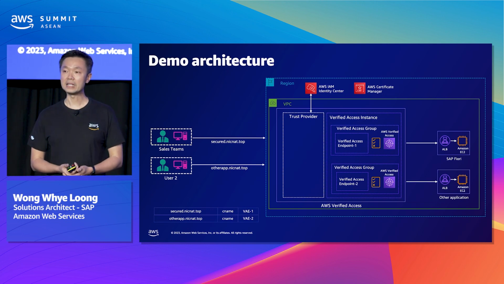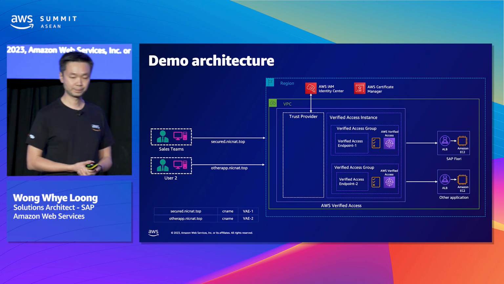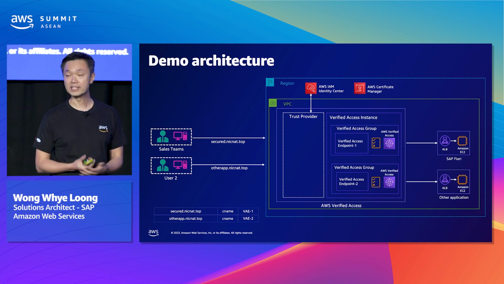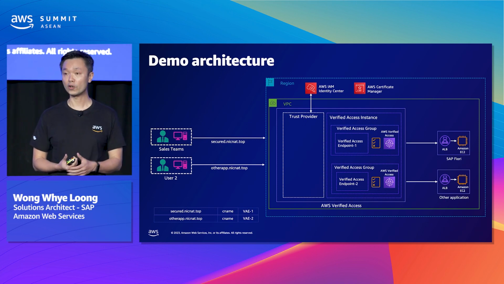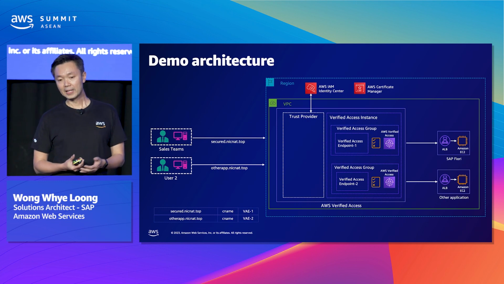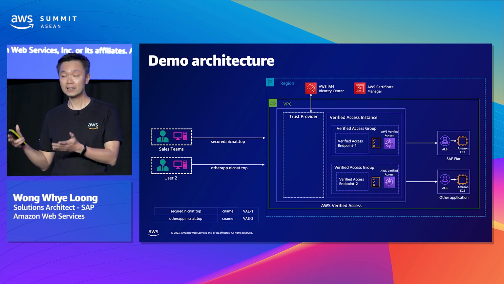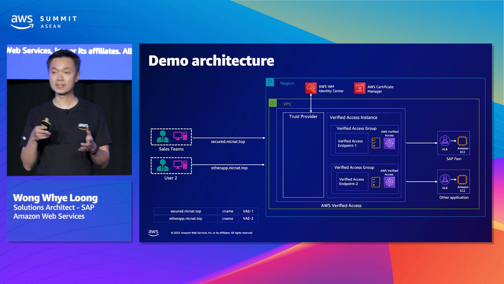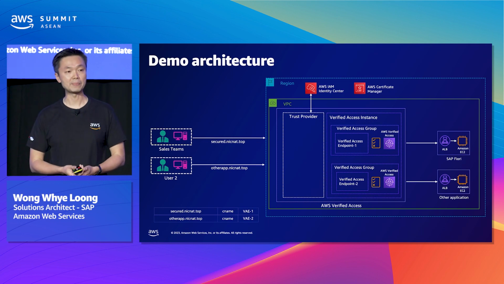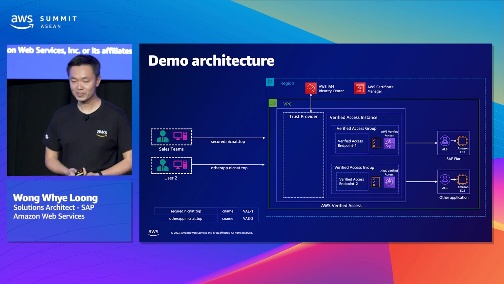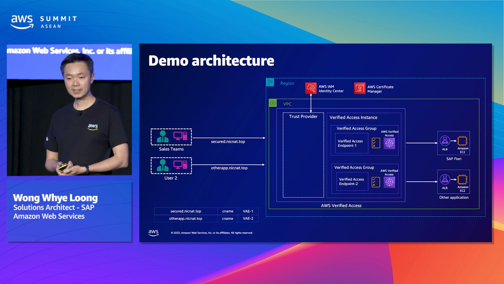And finally, we define the public endpoint. In the case of this demo, the public endpoint is secured.nicnat.top, which is then mapped to an internal load balancer in AWS, which finally points to the SAP system. Sounds simple, and I'll just show you how it works.